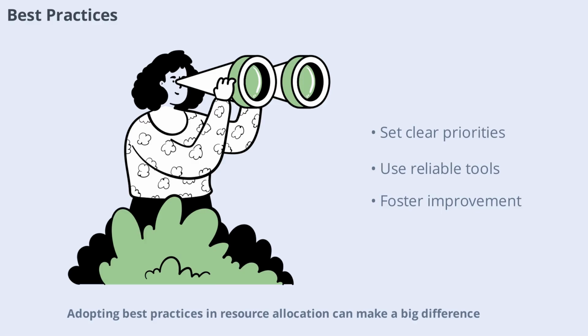Adopting best practices in resource allocation can make a big difference. This includes setting clear priorities, using reliable tools, involving stakeholders, and fostering a culture of continuous improvement. By following proven methods, you increase your chances of project success.